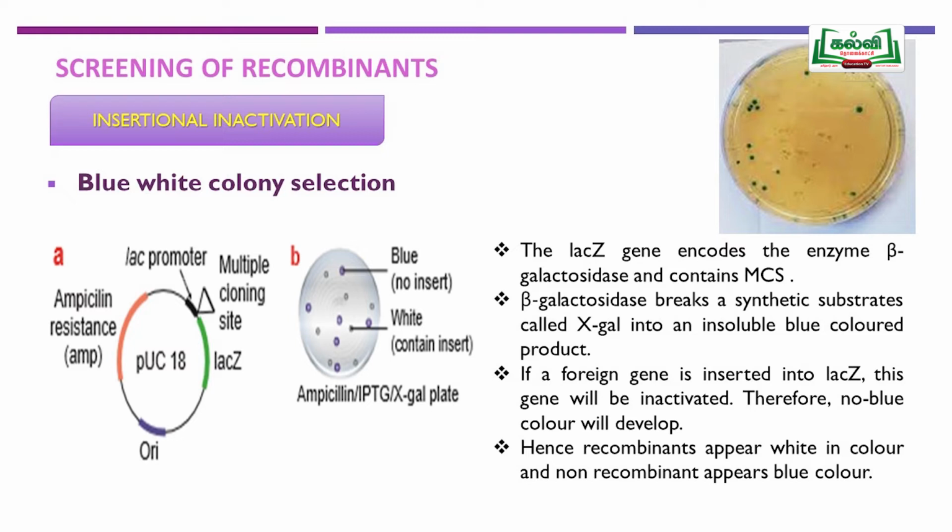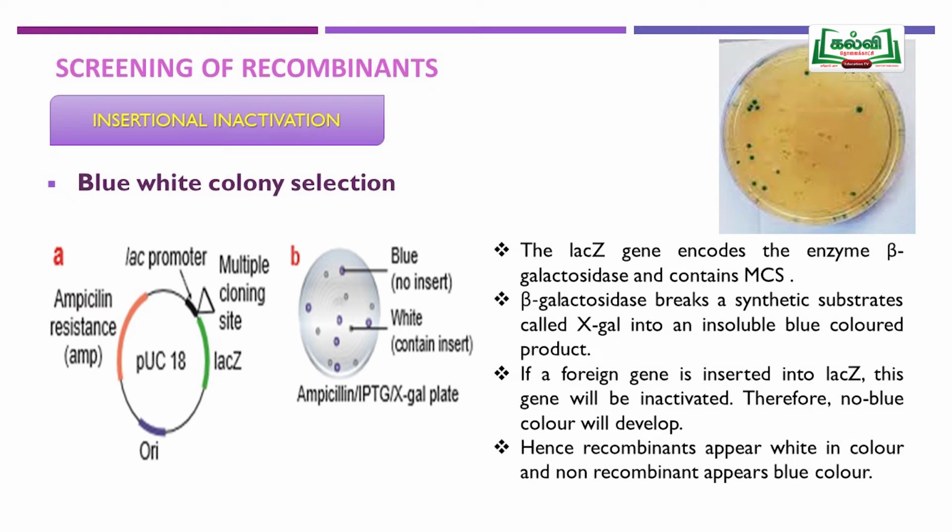So what actually will beta-galactosidase do? Beta-galactosidase breaks a chemical substance, especially the X-gal chemical, and due to that break, the coloration will occur. So a blue color product will be formed. If we introduce our foreign DNA into the LacZ gene, the LacZ gene will be inactivated. Due to that, the blue color product will not be formed. Thus, from this, we can easily identify which one is a recombinant and which one is a non-recombinant.